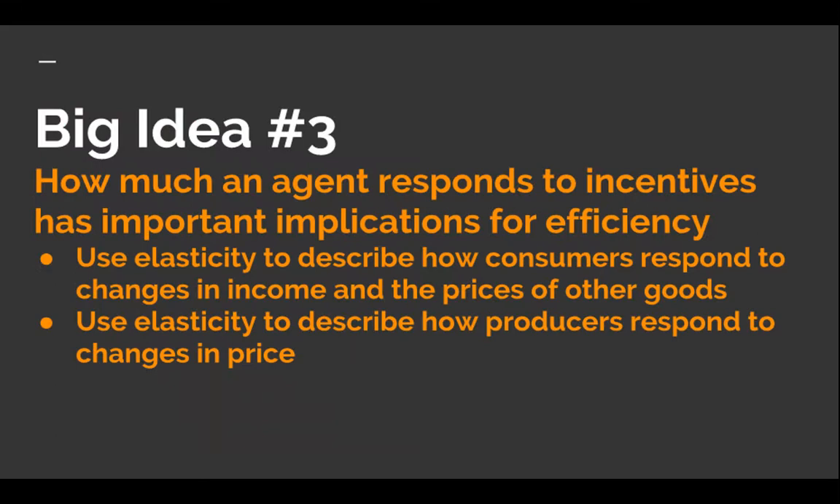The big ideas in Module 3 are big idea number 3, how much an agent responds to incentives has important implications for efficiency. We'll use elasticity to describe how consumers respond to a change in income or a change in the price of another good. We'll also use elasticity to describe how producers respond to changes in price.